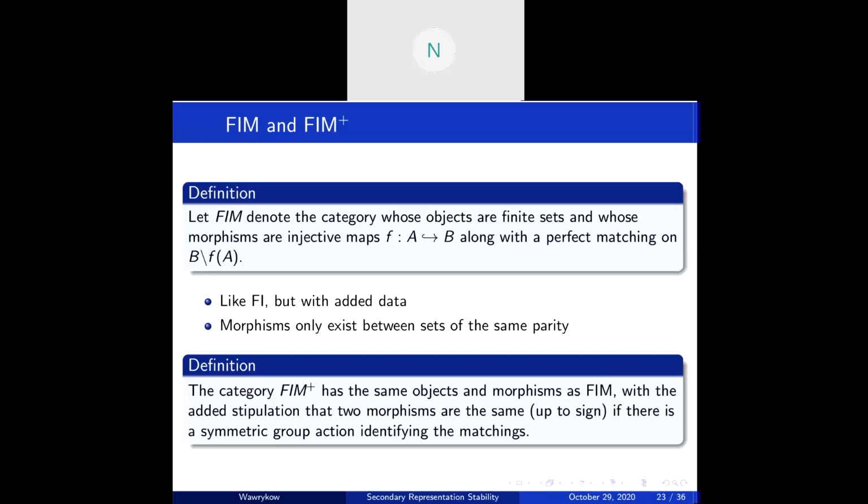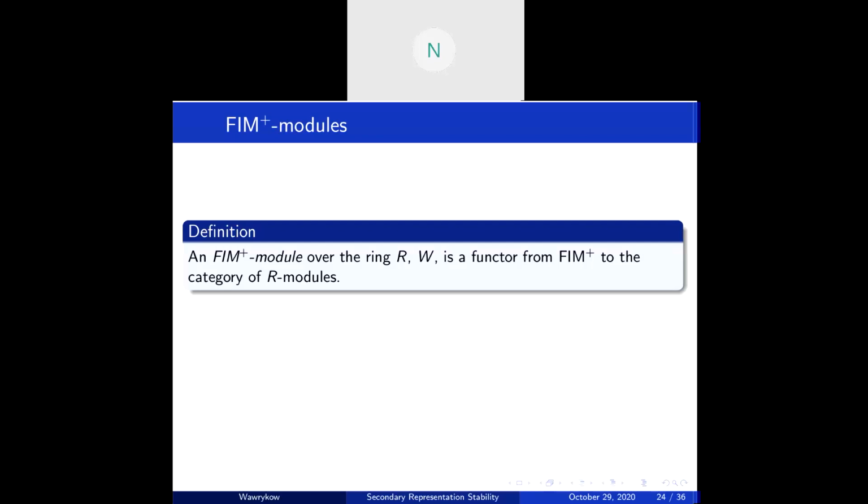But nothing too crazy is going on here. We really just need to mostly worry about the fact that there's some perfect matching, and everything else is a perfect matching away from the image of some injection. And again, just like FI, we can define FIM+ modules, and these are going to be covariant functors from FIM+ to the category of R-modules.